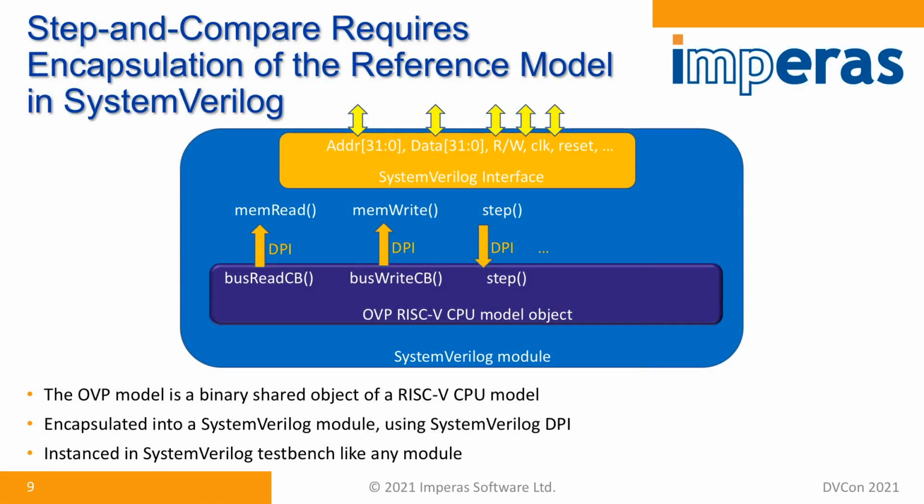Here's a bit more detail on this encapsulation of the reference model. We see here that the DPI interface is used to connect the Open Virtual Platforms RISC-V CPU model to the SystemVerilog encapsulation module, and then SystemVerilog is the interface into the SystemVerilog test bench.